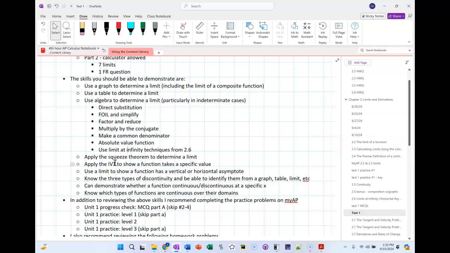Should know the 3 types of discontinuity and be able to identify them from a graph or table or limit, etc. So again, those 3 types are removable, jump, and infinite or vertical asymptote. You can demonstrate whether a function is continuous or discontinuous at a specific x. Again, you're doing that using the definition of continuity. And then know which types of functions are continuous over their domains. Basically everything from algebra 2 and trig.